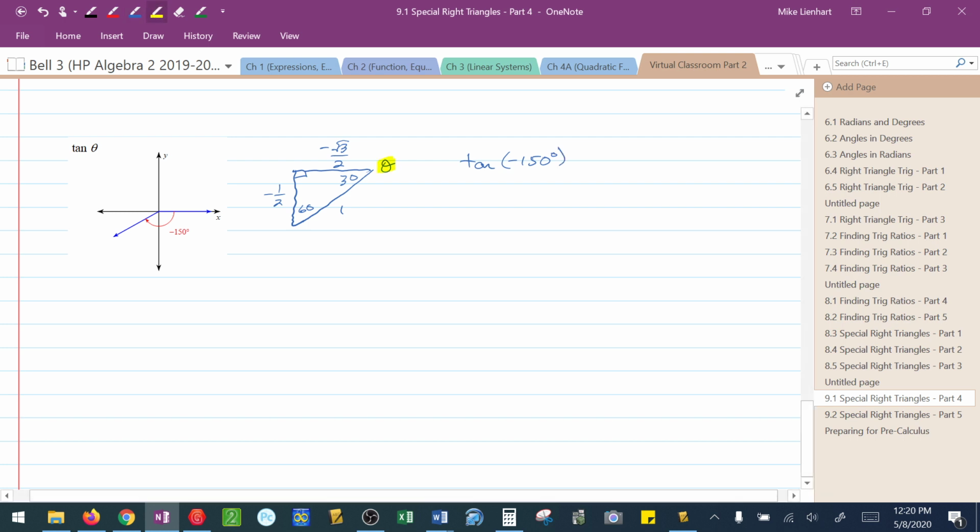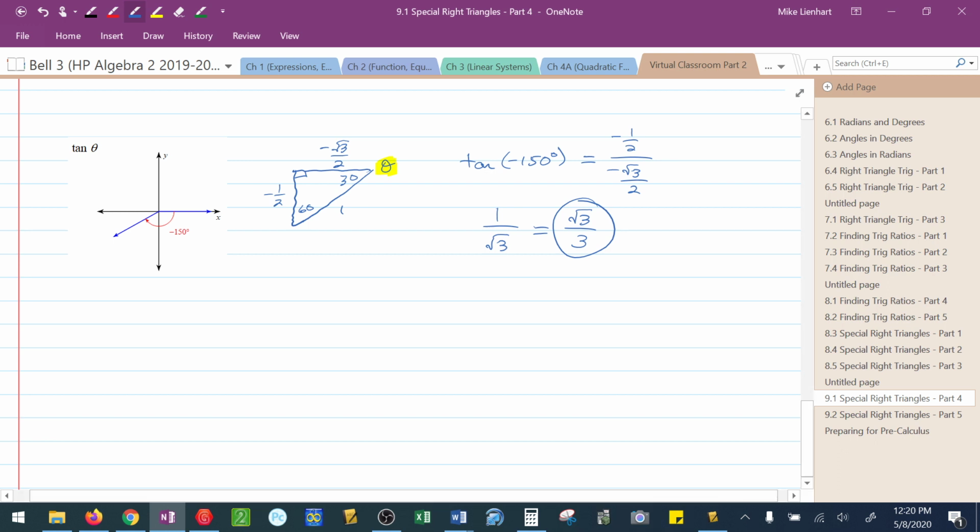Again, from theta, tangent is defined as opposite, negative 1/2, over adjacent, negative square root of 3 over 2. This can be simplified. First of all, a negative divided by a negative is a positive, so I know that the answer is going to be positive. And if I simplify this by either multiplying by the reciprocal or doing big C, little c, I would get 1 over the square root of 3. I need to rationalize this, and I get the square root of 3 over 3.